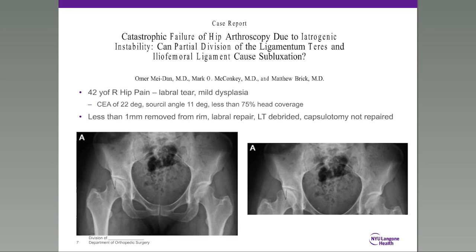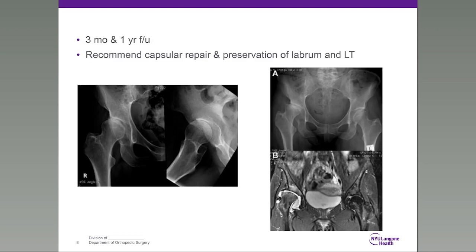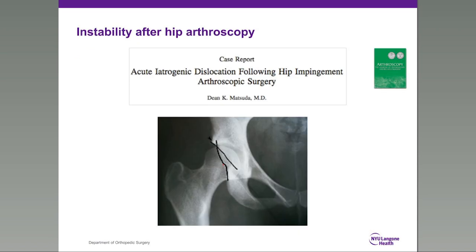This is a 42-year-old woman with right hip pain, a labral tear, and mild dysplasia, center edge angle 22 degrees, Tönnis angle 11 degrees. They stated they removed less than 1 millimeter of the rim. They did a labral repair, debrided the ligamentum, and did a capsulotomy, which is routine in hip arthroscopy, but they did not repair it. And so you can see at 3 months and 1 year, accelerated arthritis and deformity of the head. Their conclusion is that they recommend capsular repair and preservation of the labrum and ligamentum teres.